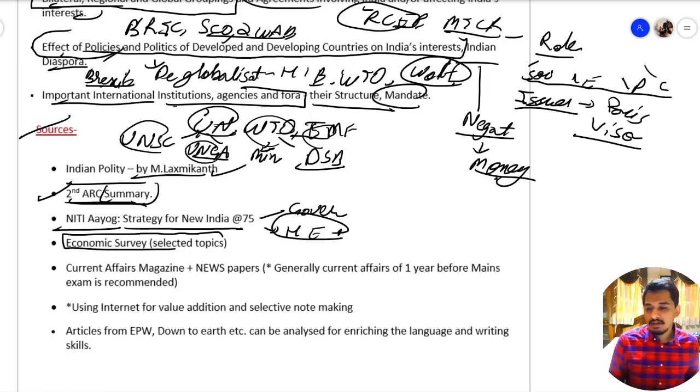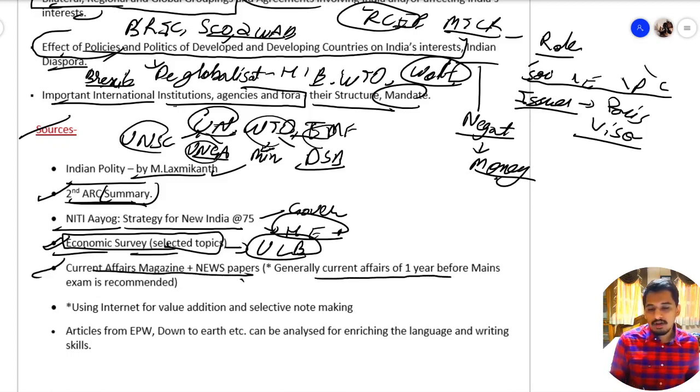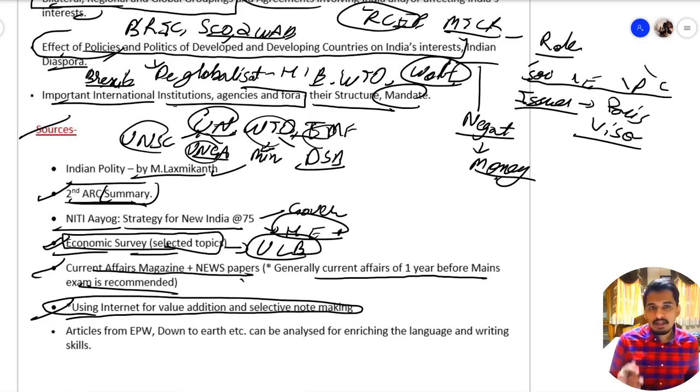Then in the Economic Survey, you should study it in brief and the topics which are related to GS2. There are some topics in the Economic Survey which are related to GS2, like urban local bodies, which is now a huge focus in the Economic Survey. So from there you can extract some points for GS2. Then we have current affairs magazines and newspapers. Generally, current affairs of 1 year before the main exam is recommended. Then you can use the internet for value addition and selective note making, but please do not make the internet your primary source, otherwise you will be overwhelmed by the information.